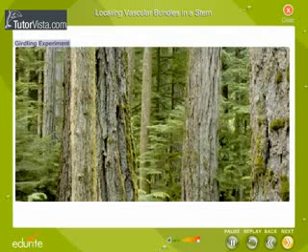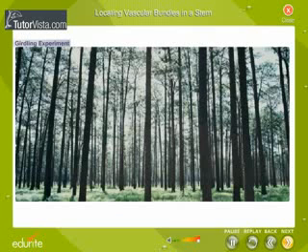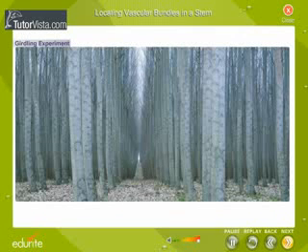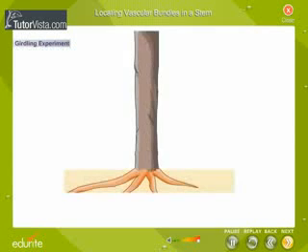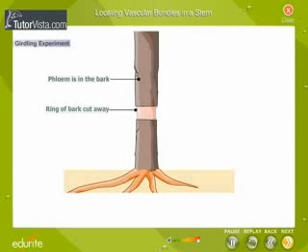Let's perform an interesting experiment to demonstrate the role and location of phloem in a plant. Select a woody plant and cut a ring of bark from the stem without uprooting it, as shown here. The strip of bark removed has the phloem tissue from the vascular bundles. The xylem is present in the wood and remains intact.